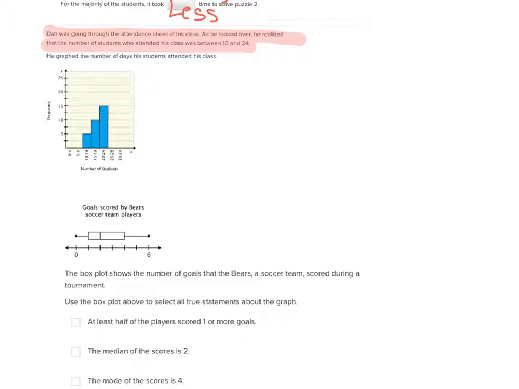So what this graph means is on 5 days, there were from 10 to 14 students. On 10 days, there were between 15 and 19 students, and on 15 days, there were between 20 and 24.